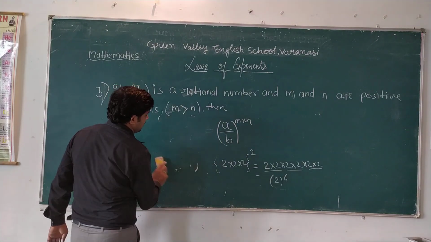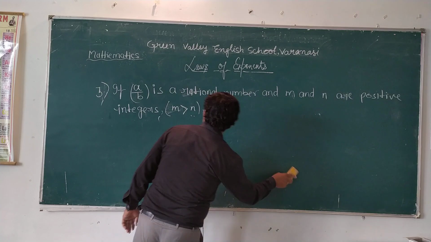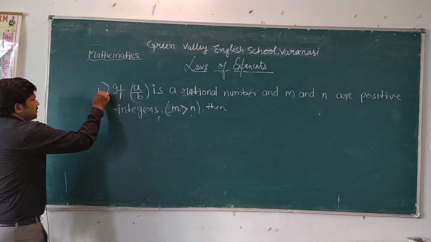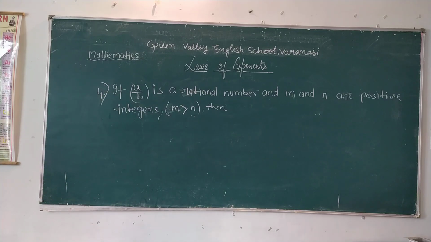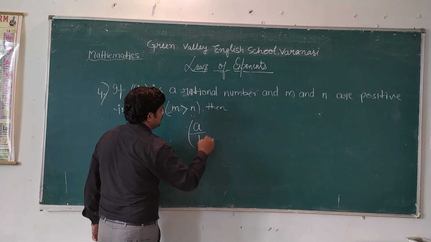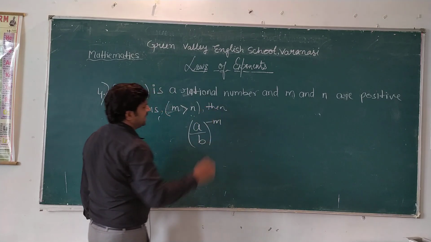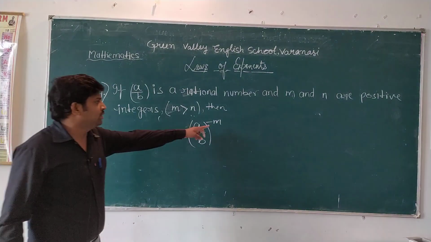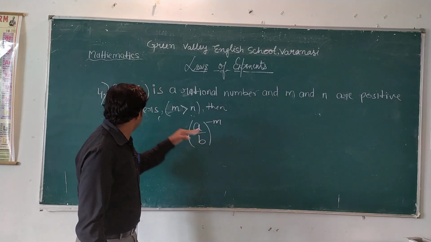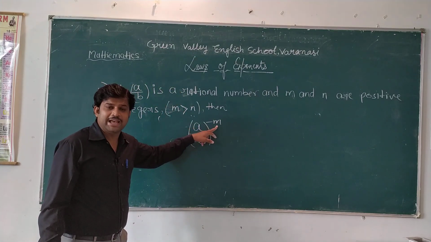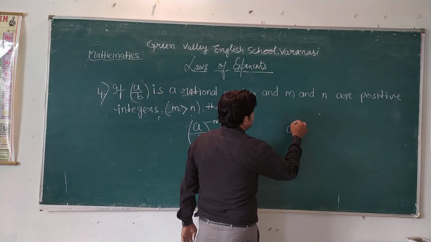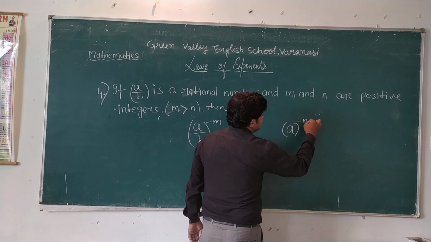Okay, and the fourth property is (a upon b) whole to the power minus m. Here m is a negative integer, not positive. In the fourth law of exponent, m is a negative integer. As you all know, a to the power minus n is equal to 1 upon a to the power n.